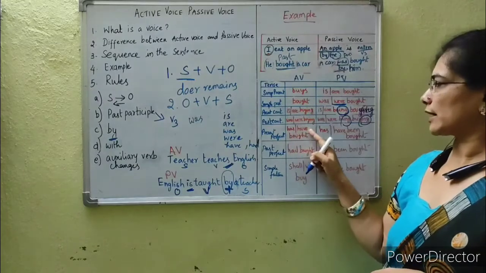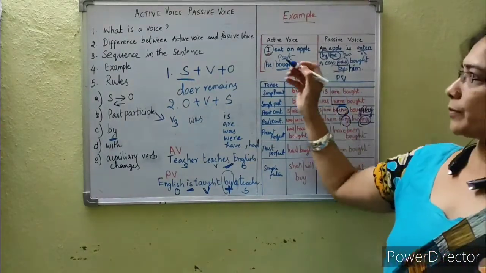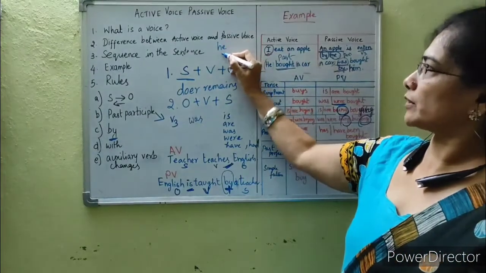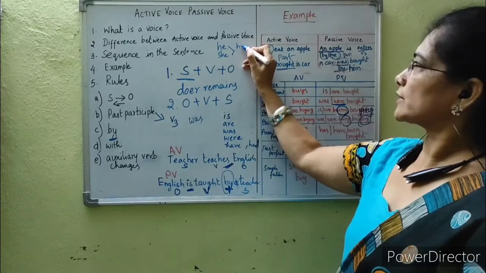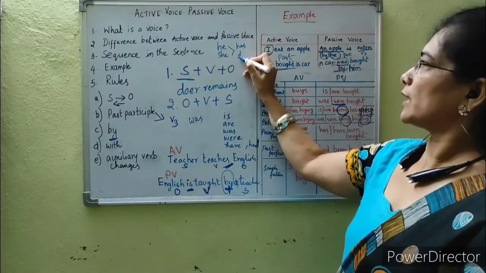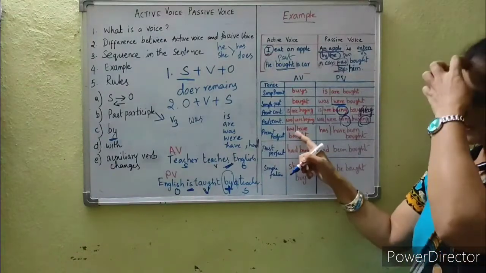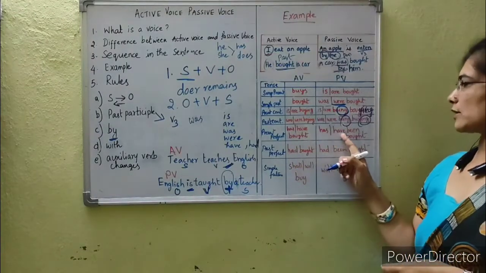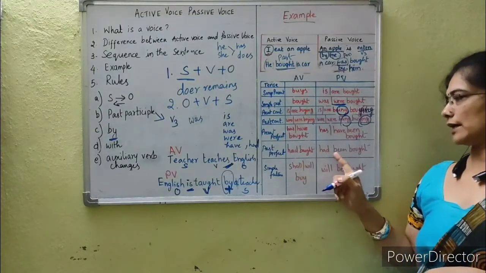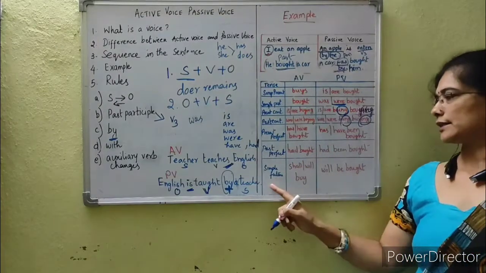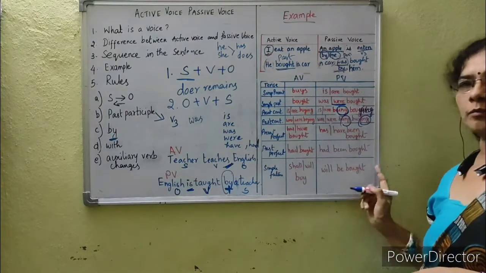Present perfect, has or have bought; has or have been bought. You should remember this also when we talk about he or she. Particularly we use has with H forms and does with D forms. So has or have bought, has or have been bought. Past perfect tense, had bought; had been bought. Simple future, shall or will buy; will be bought.